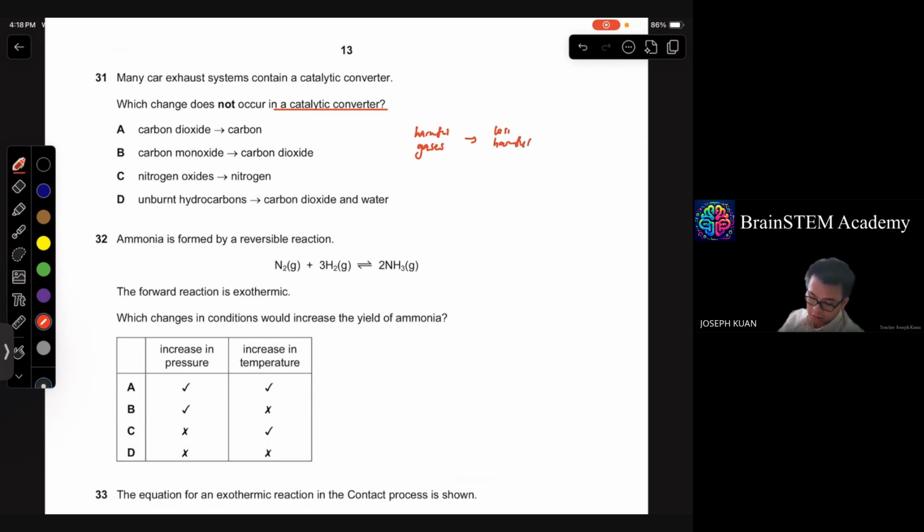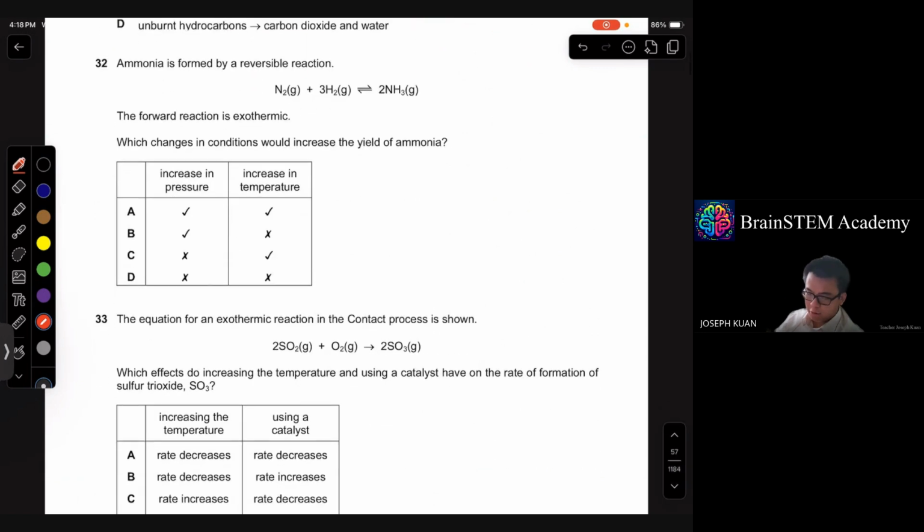So in that case, and then usually it's by the redox method. So B is relevant. Carbon monoxide is toxic. Carbon dioxide is a greenhouse gas, but it at least is better than carbon monoxide. Nitrogen oxides cause acid rain. Nitrogen is a much more stable gas that doesn't cause much environmental effect. And then unburnt hydrocarbons are turned into carbon dioxide and water. That seems relevant, whereas A wouldn't be possible.